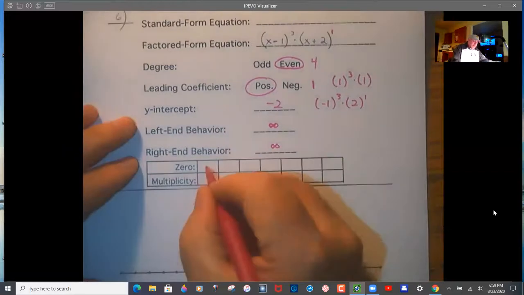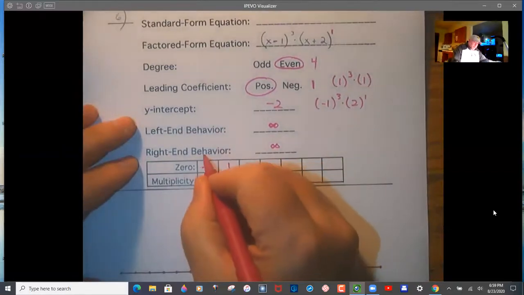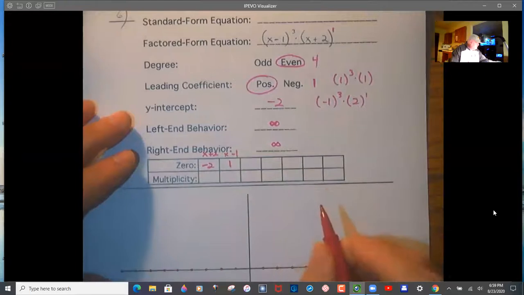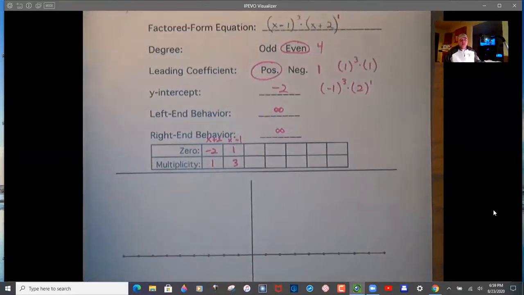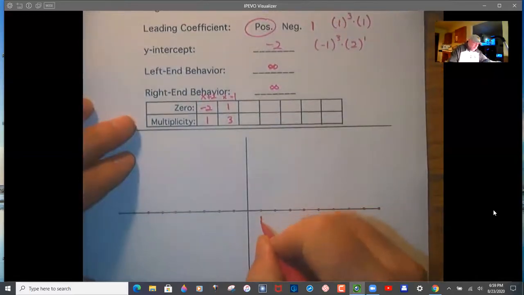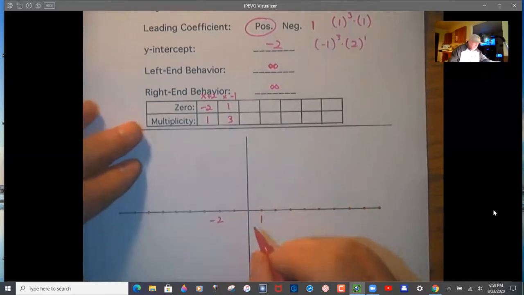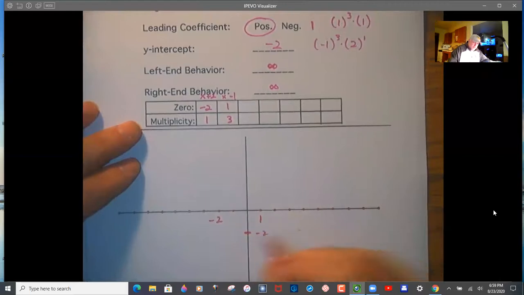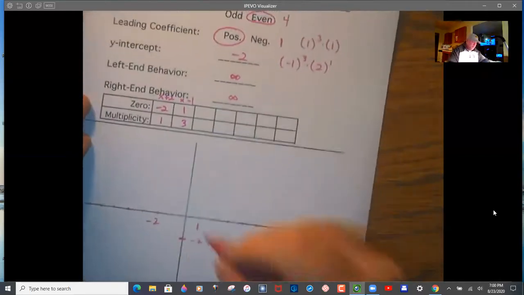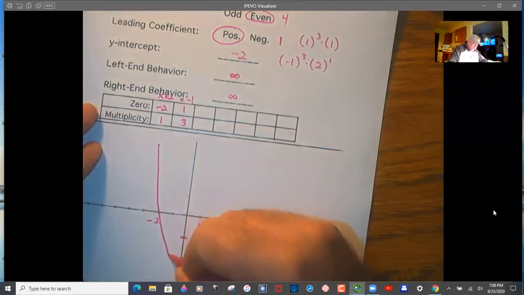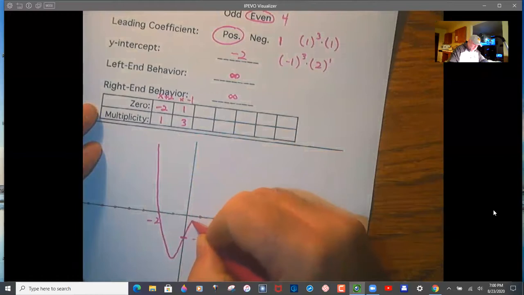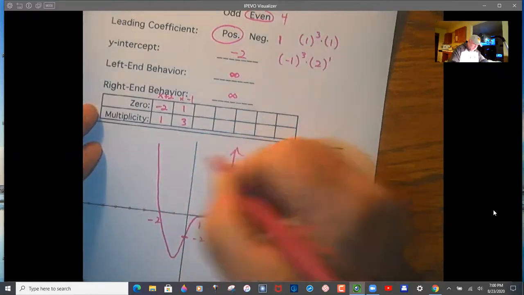Okay, so the zeros, we have a -2 and a 1, from an x plus 2 and an x minus 1. Remember, the multiplicity is the power on that factor. So 1 has a multiplicity of 3. So here's where you're going to see this turn flat. So you do want to get in the x-intercepts and the y-intercept. So we have this kind of coming through like this, and it's going to come down here, and then it's going to come back up, and it's going to get real flat at 1, and then come through.